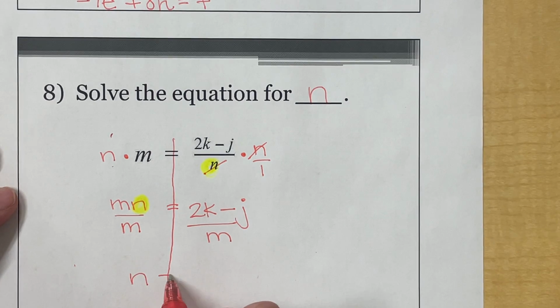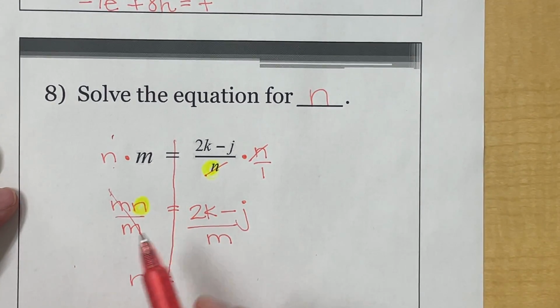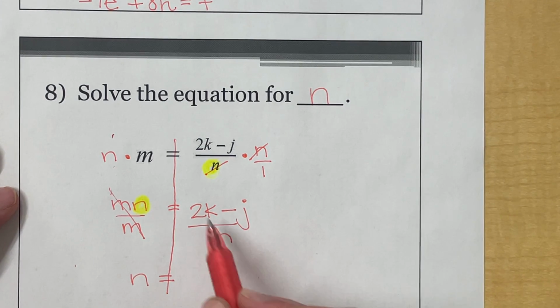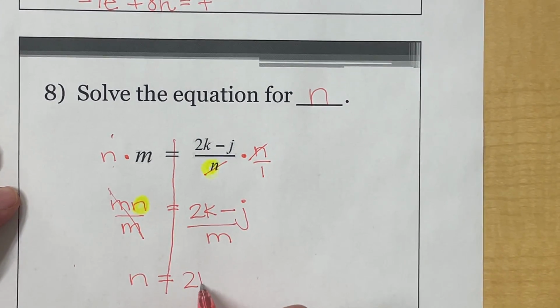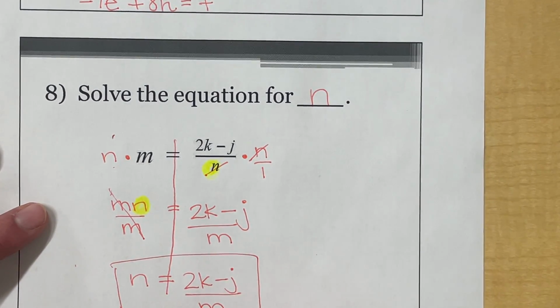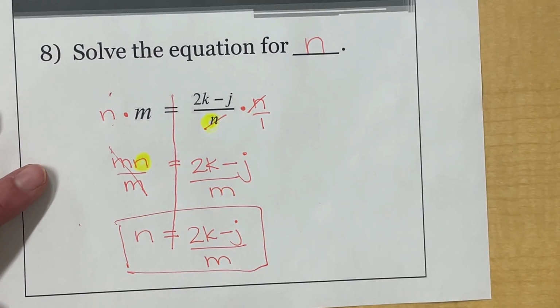So that leaves me with n equals, because those cancel, 2k minus j all divided by m. There's nothing there that can happen, so that is just my answer. N is 2k minus j all divided by m.